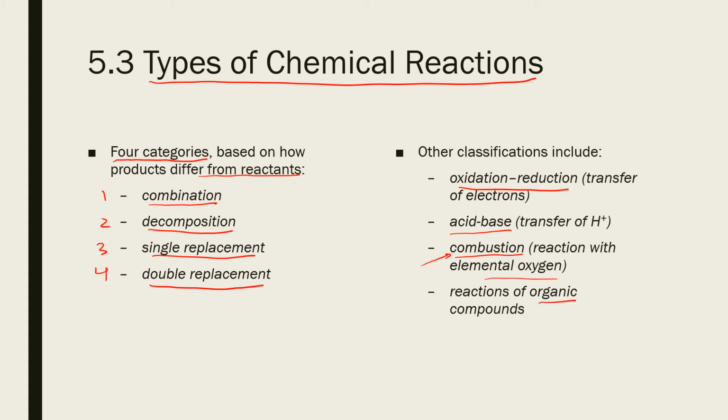In this section, we will learn about all four categories of chemical reactions, and we will also discuss what oxidation and reduction reactions are. Acid-base reactions will be studied in chapter 9.